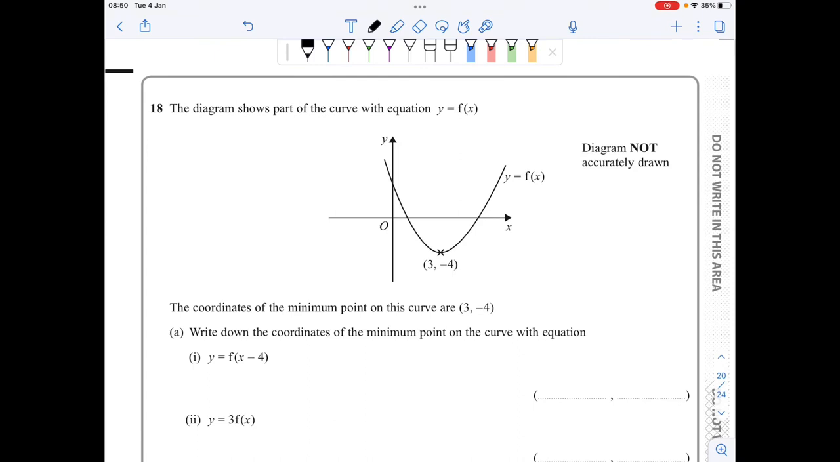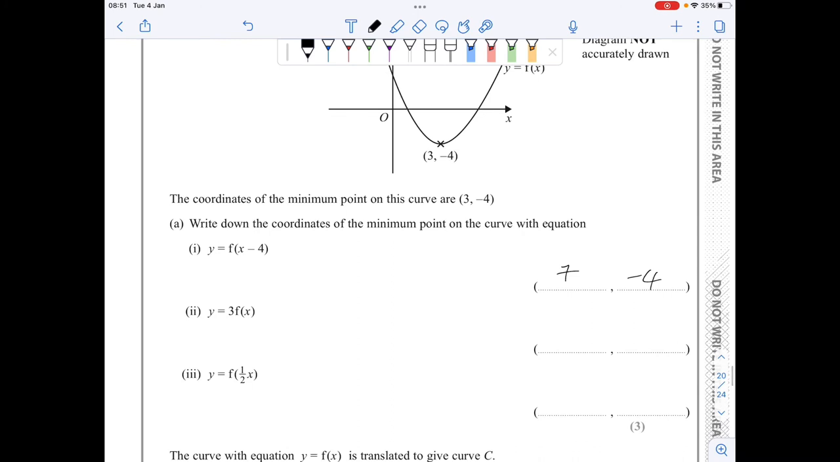In question 18, I'm given a quadratic graph and the coordinates of the minimum point. And in part AI, I need to find the coordinates of the minimum. And this is a translation of 4 units to the right. So the 3 will become a 7. The Y coordinate will remain the same.